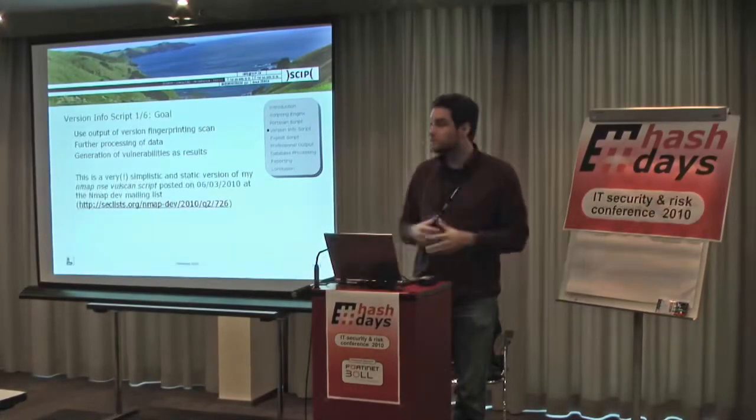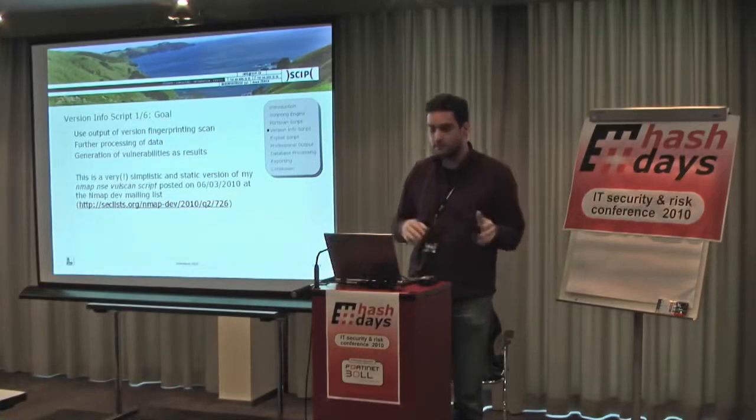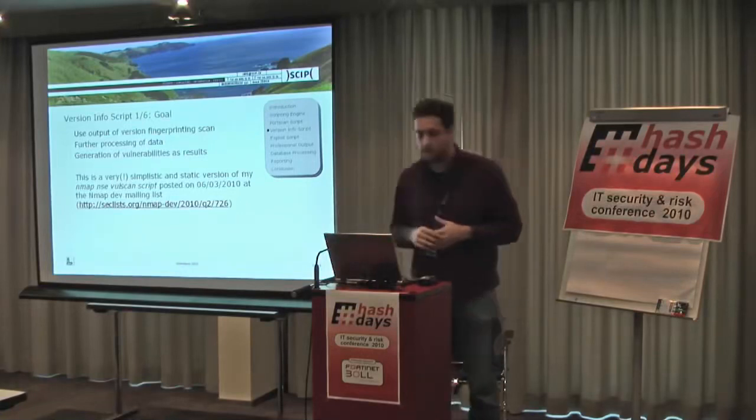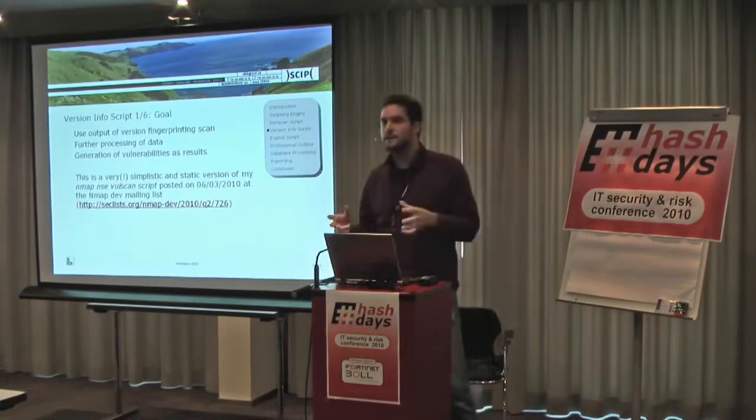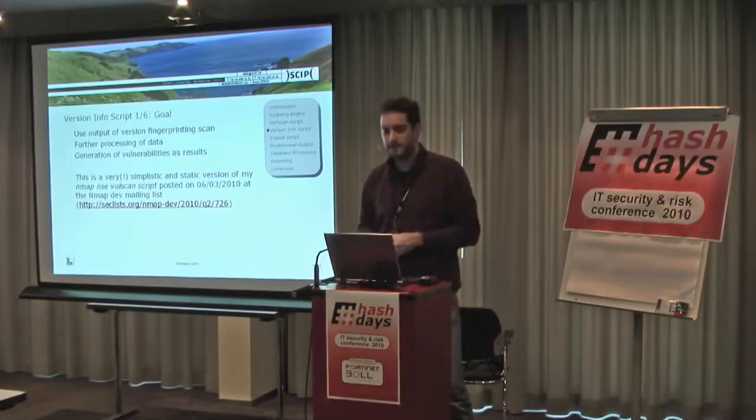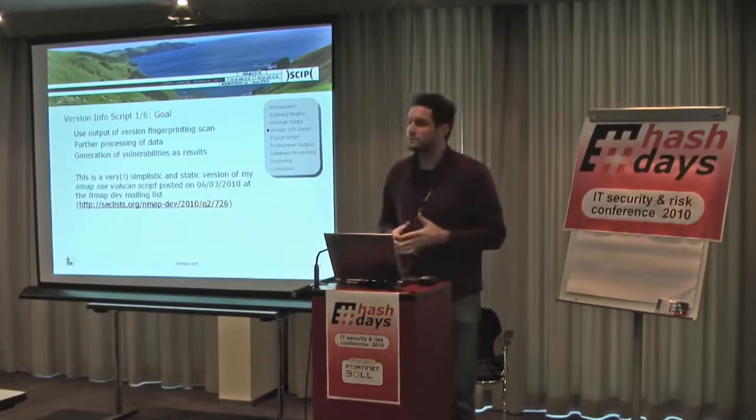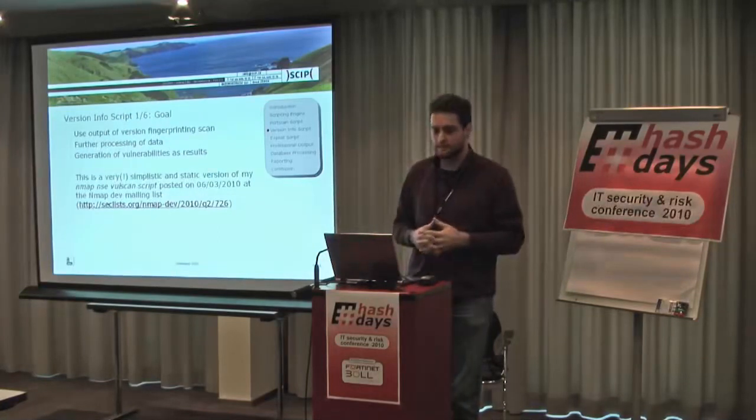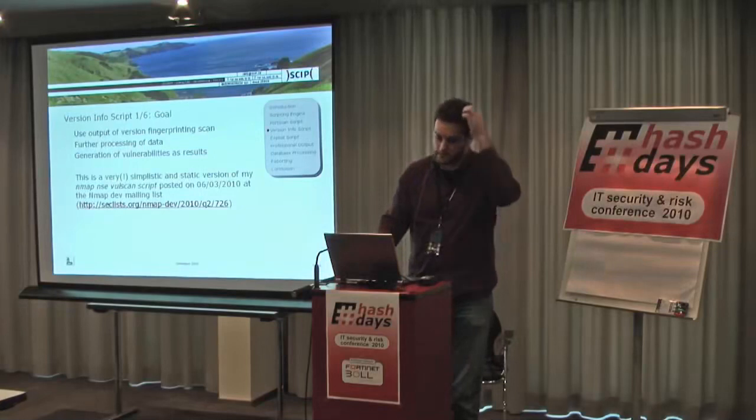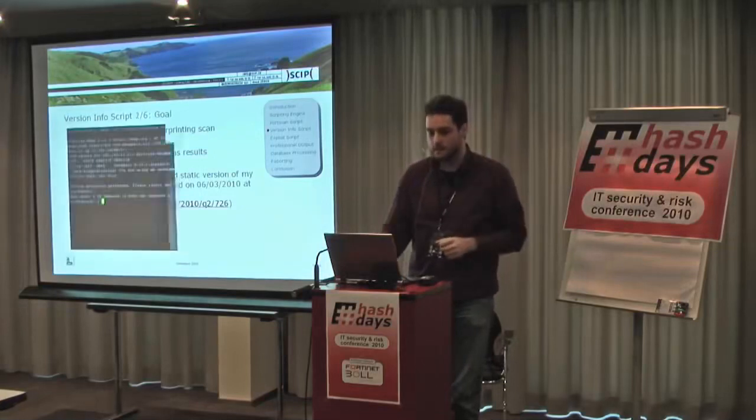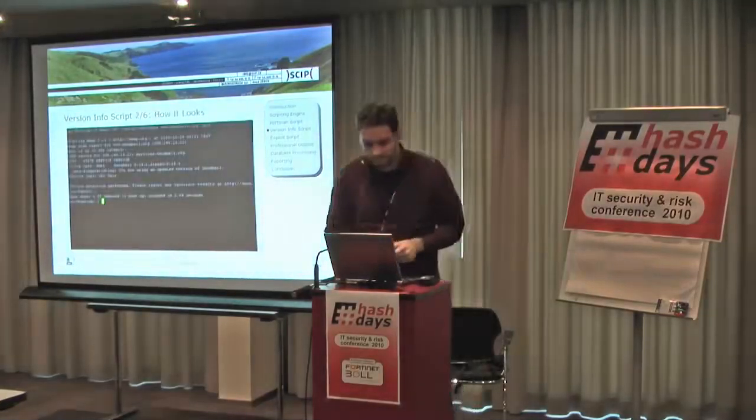I'd like to show you a more sophisticated script. It uses a version fingerprinting scan, uses this data, and tries to provide information like we know it from a vulnerability scanner. This is a very, very simplistic version of a vulscan script I've posted on the Nmap developers mailing list. It's very simplistic, but it does basically the same. This is the result.